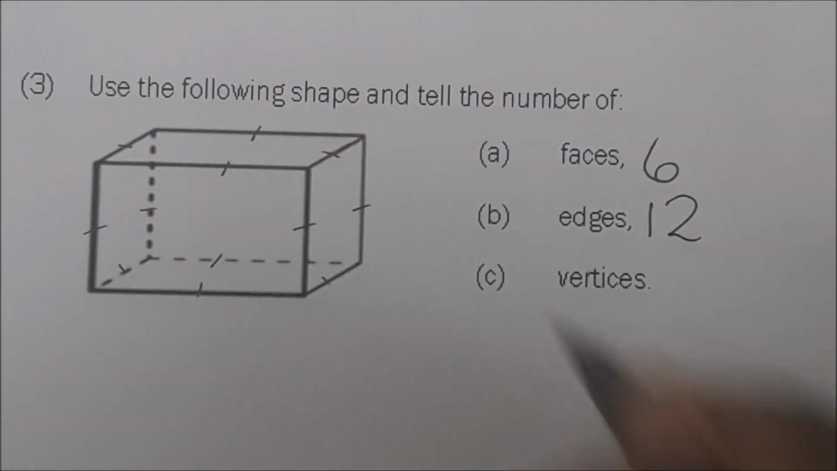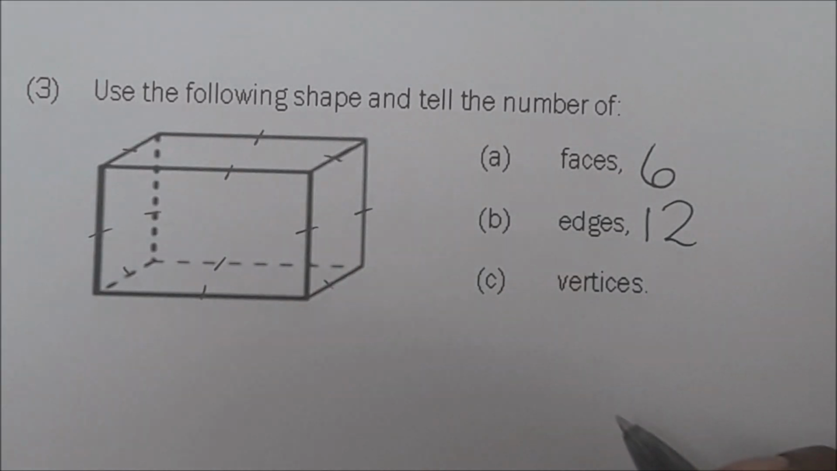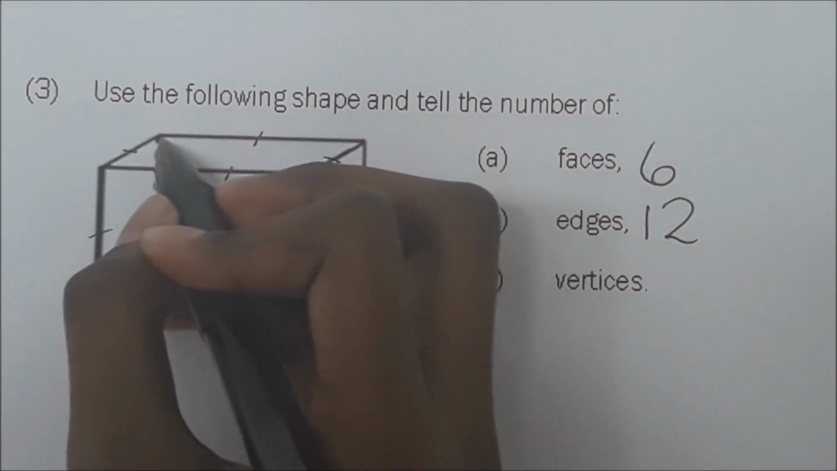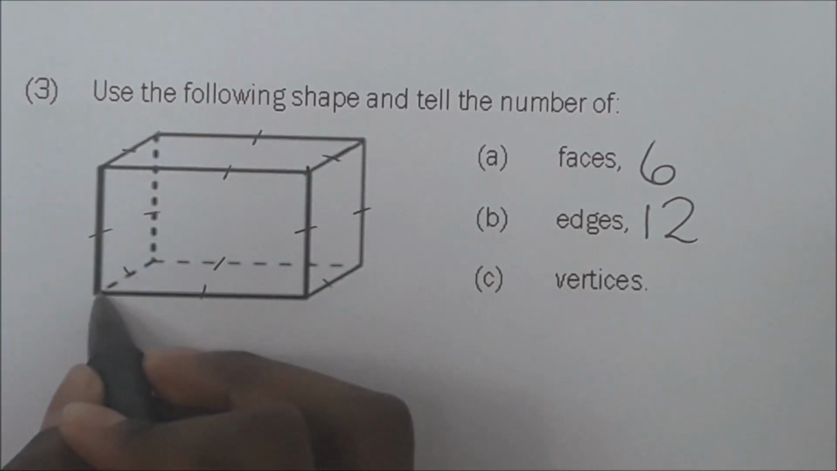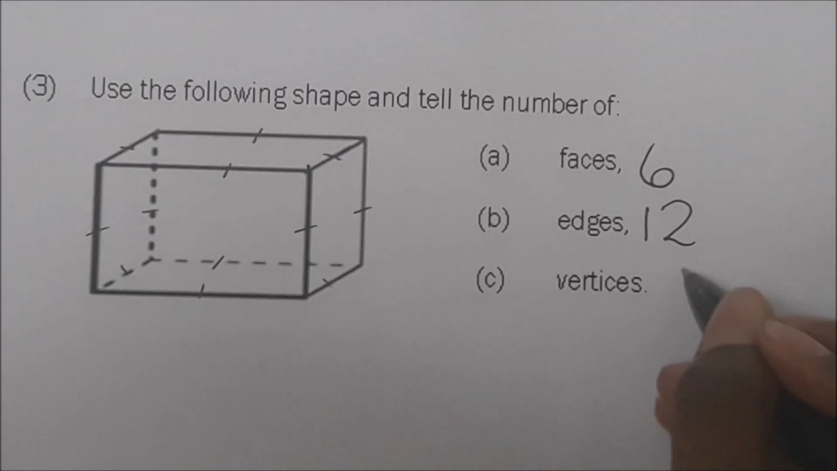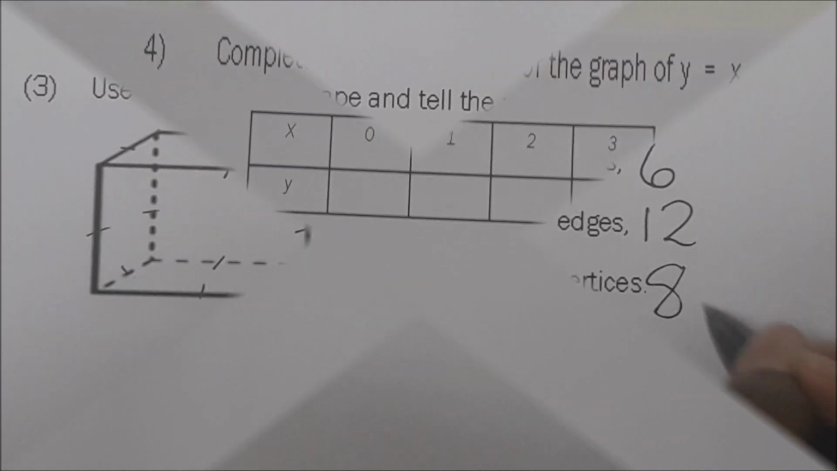And finally, vertices. What are vertices? Where the lines meet. Where two edges meet. Go ahead. 1, 2, 3, 4, 5, 6, 7, 8. Put that behind vertices. Very good.